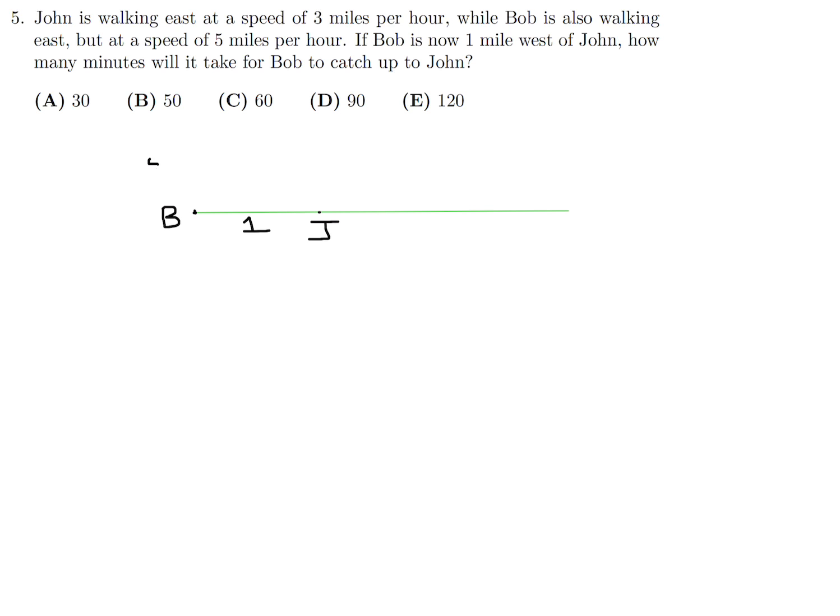And Bob's speed is 5 miles per hour, and John's speed is 3 miles per hour. And eventually, I don't know when, but eventually they'll catch up to each other. So they will both be at the same point. So we have to figure out how many minutes it takes Bob to go from there to there.